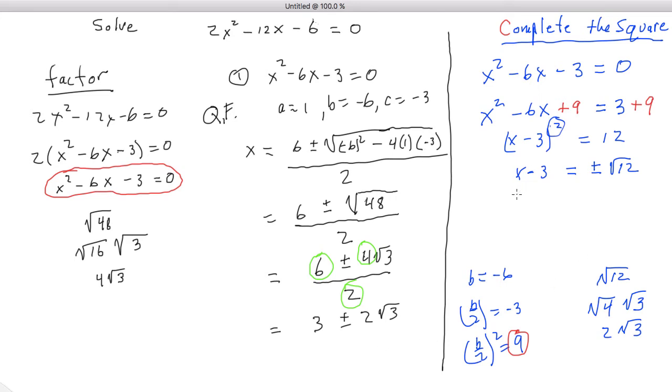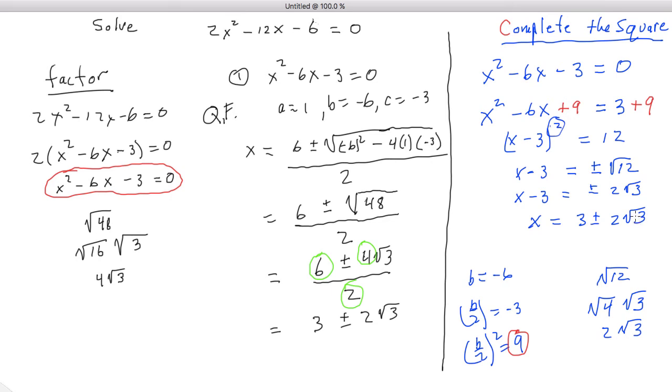So then we come back up here. And you substitute the 2 root 3 in for the root 12. And then we just have to get rid of the minus 3 by adding 3 to both sides. And you get 3 plus or minus 2 root 3.